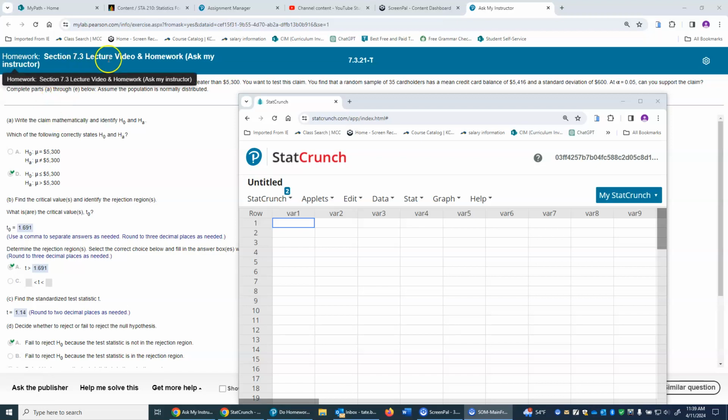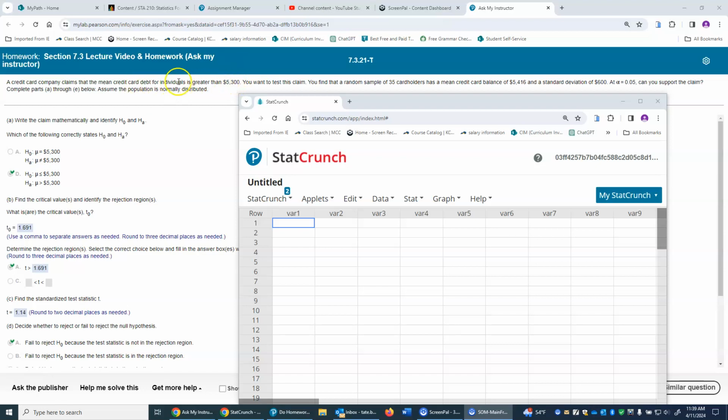Let's see, we're in 7.3. That's on T distributions. A credit card company claims that the mean credit card debt for an individual is greater than $5,300.